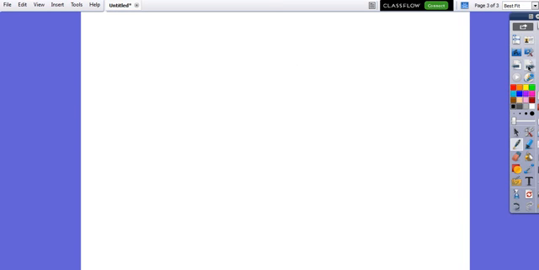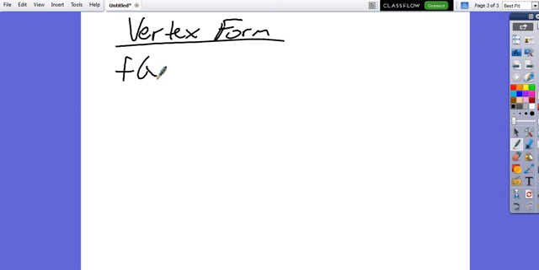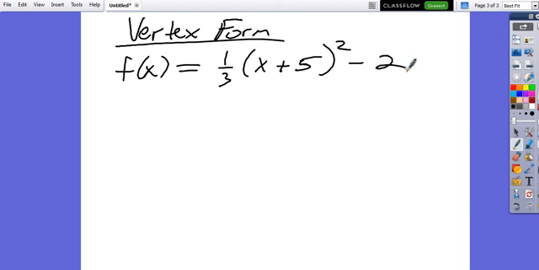Okay, now let's do one in vertex form. Alright, so we know again what our form looks like. f(x) = 1/3(x + 5)² - 2. We know that it's vertex form because it's got one set of parentheses that is being squared. That gives it away. That tells you, oh, this is vertex form.